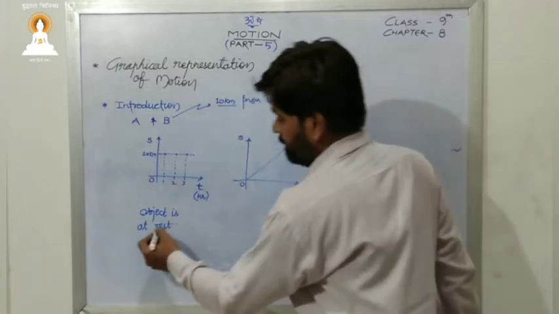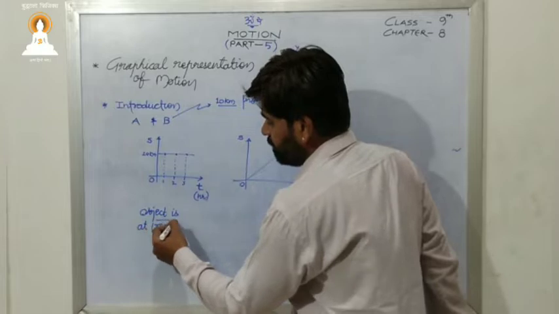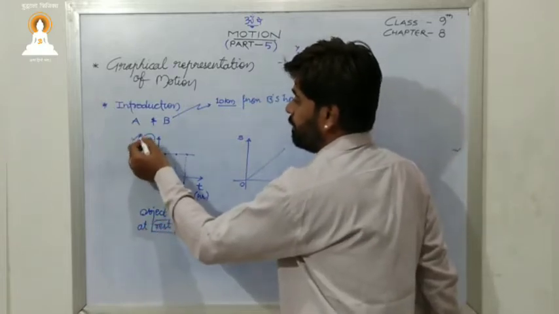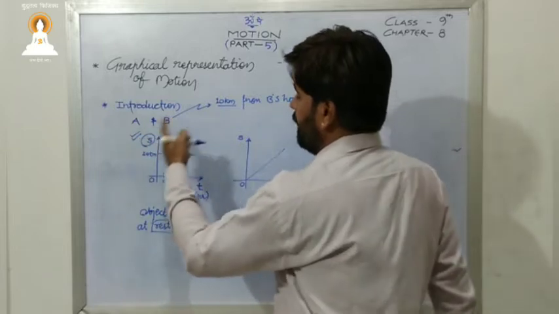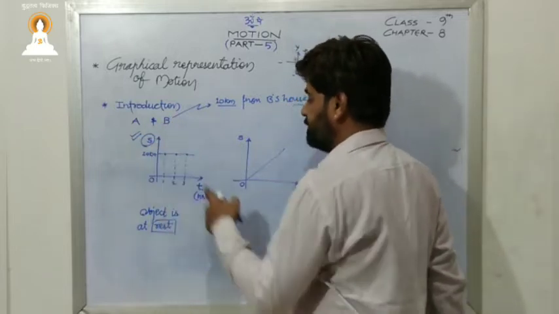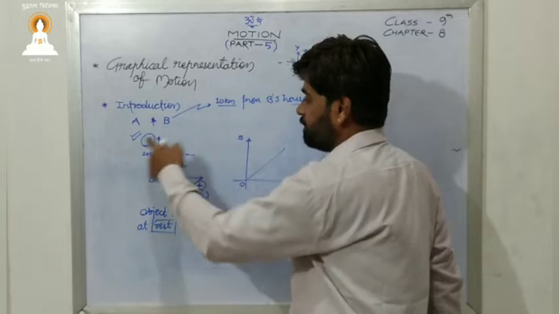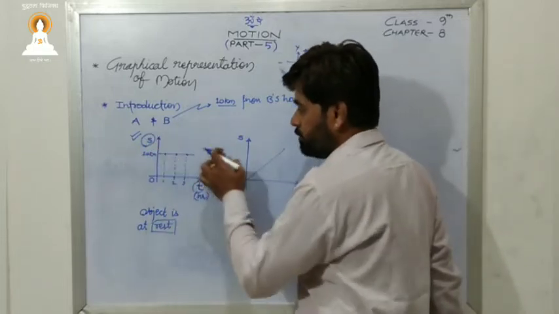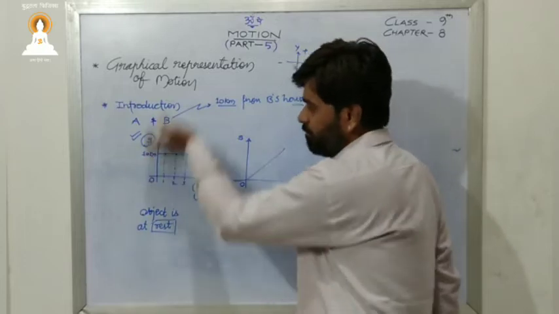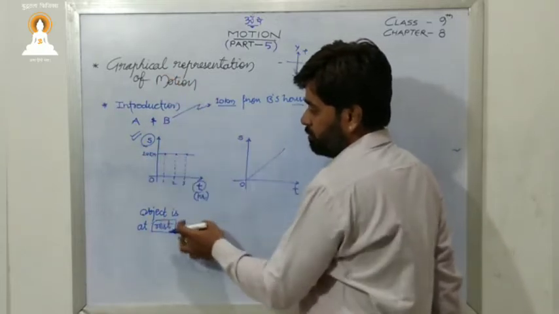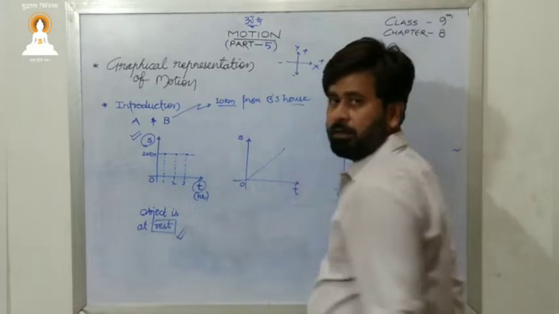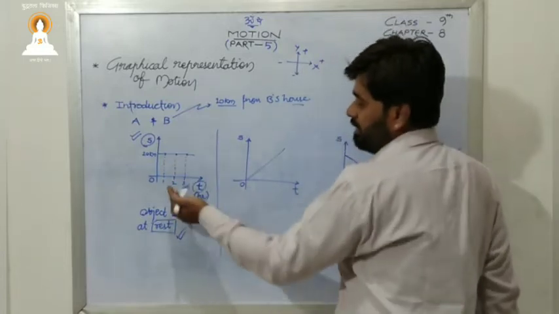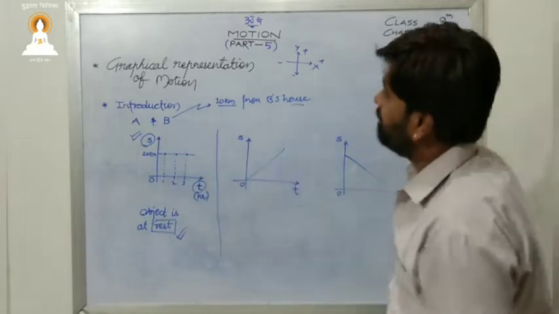Now see, every time, sir, will this be rest? No, it depends on whether this physical quantity, everything will depend on these physical quantities. Here this is distance, and if this is a horizontal line, then no further distance is covered, so that particular object is at rest. Yes. So this was the first situation. Still A did not come, so they did not move.